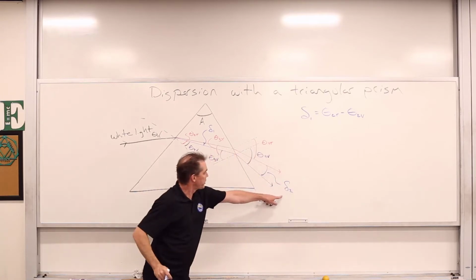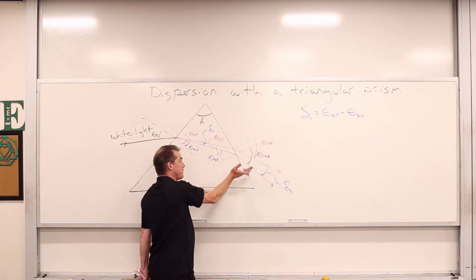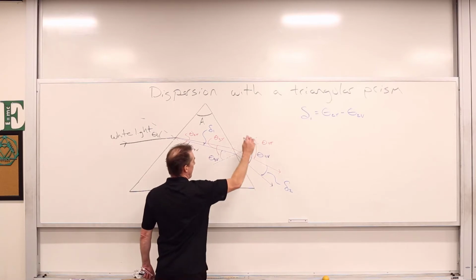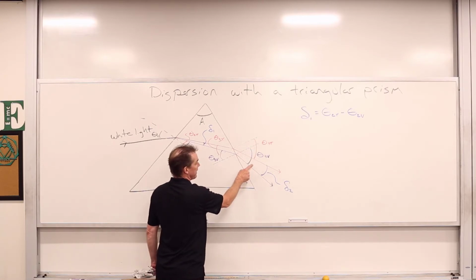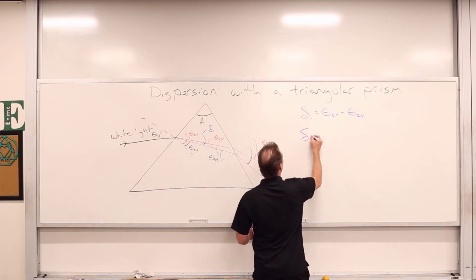And then we've got this dispersion angle here. The normals are oriented in the same way because it's the same surface. We've got a theta 4 violet minus theta 4 red. I know that theta 4 violet is going to be the bigger one because it's bent away more from the normal. So I want the dispersion angle to be a positive angle.